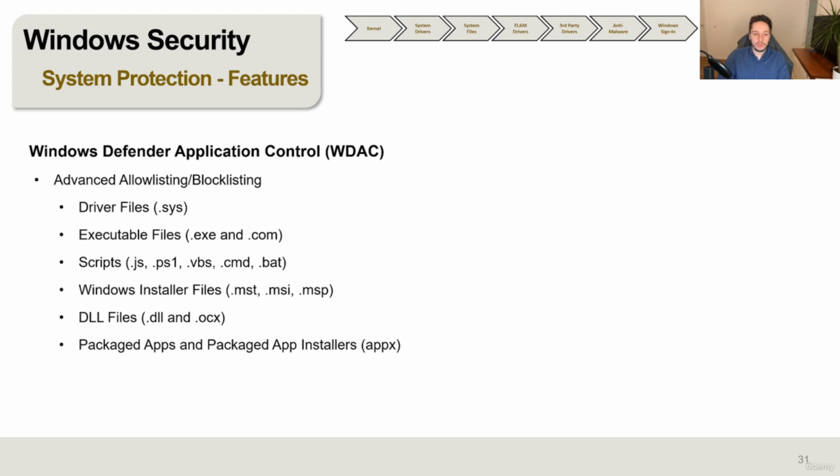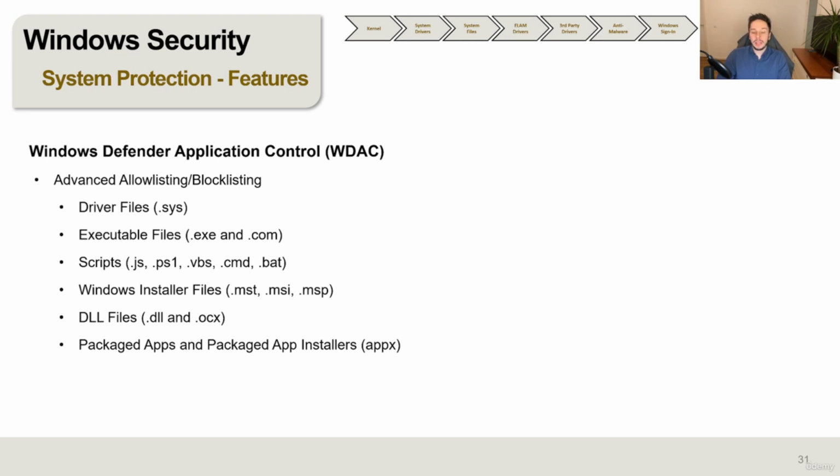Again, usually you should be using allow listing mode. But there is one more thing that you can actually allow list or block list with Windows Defender Application Control, and those are driver files. Everything else is just the same as with AppLocker. Why are there driver files?